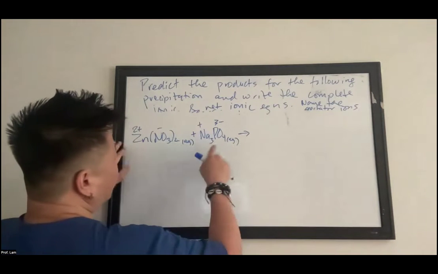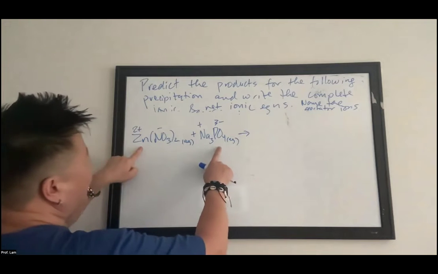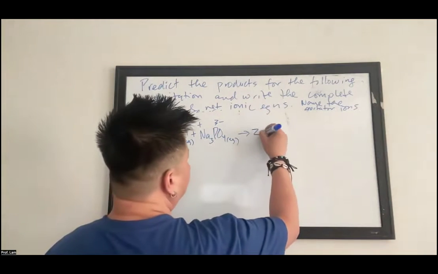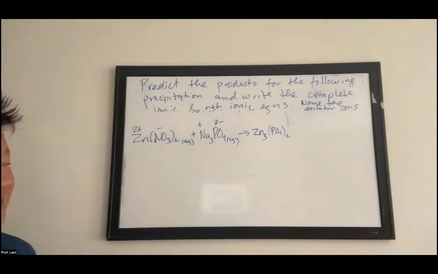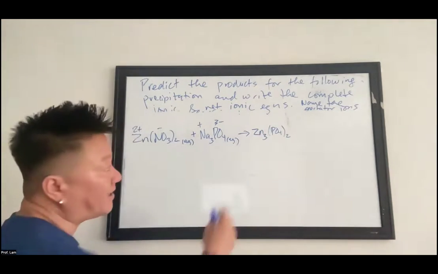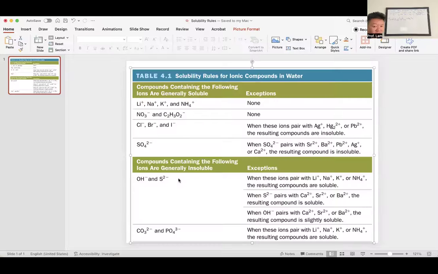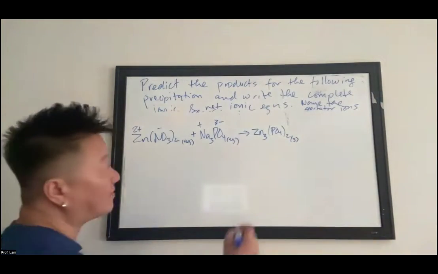So now you're gonna do the swappy swap. Zinc's gonna go with phosphate, but zinc is 2 plus and phosphate is 3 minus. So you're gonna need 3 zincs and 2 phosphates. Zn3(PO4)2, right? Make sure you put the PO4 in parentheses to say I got 2 of those units. Then I look at my solubility chart. Phosphate is in the not soluble, and zinc is not one of the exceptions. So it's an insoluble solid.